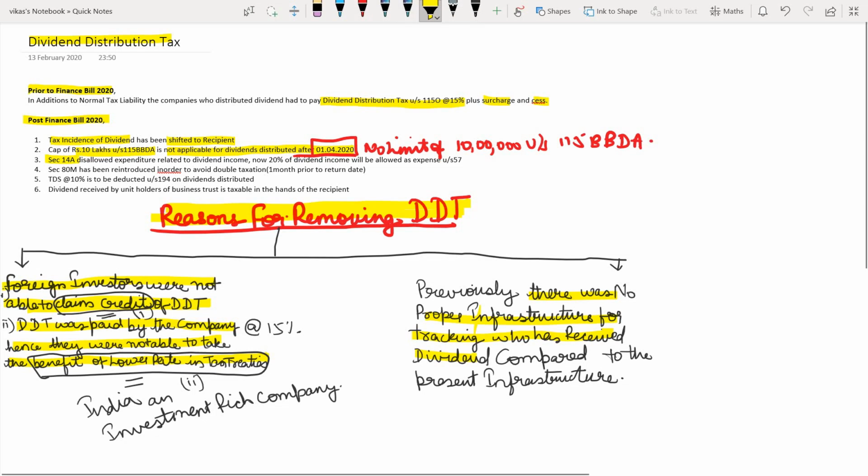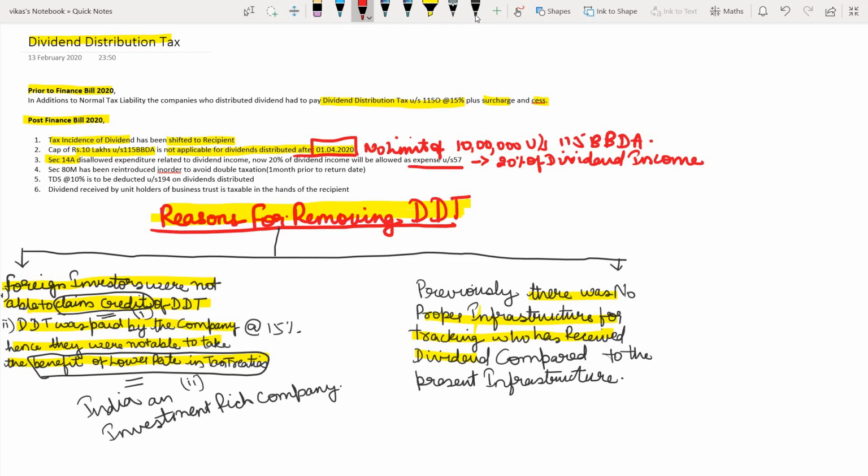Okay, and if you remember, section 14A did not allow the expenditures which were related to the exempt income. So from now onwards, under section 57 we can claim 20% of dividend income as expense. We can claim as expense under section 57. Previously, section 14A did not allow the expenditure which was related to the exempted income as deduction.